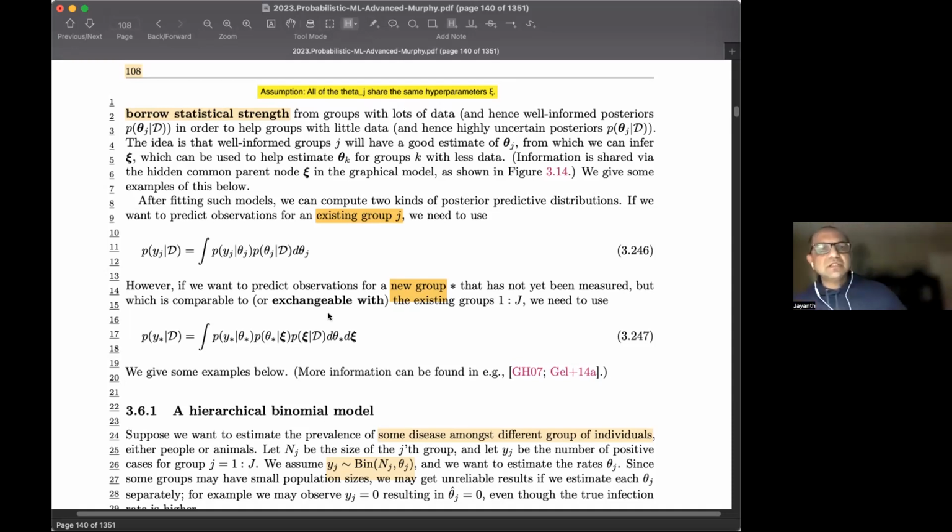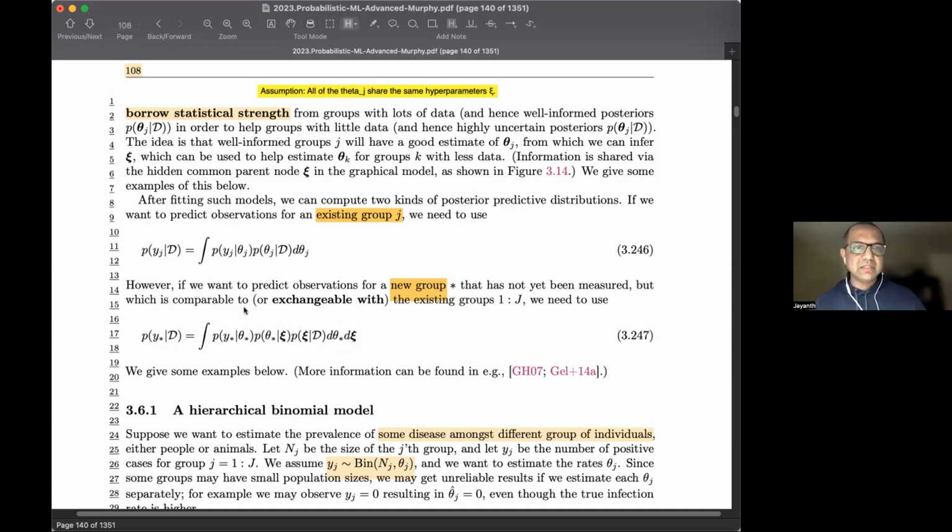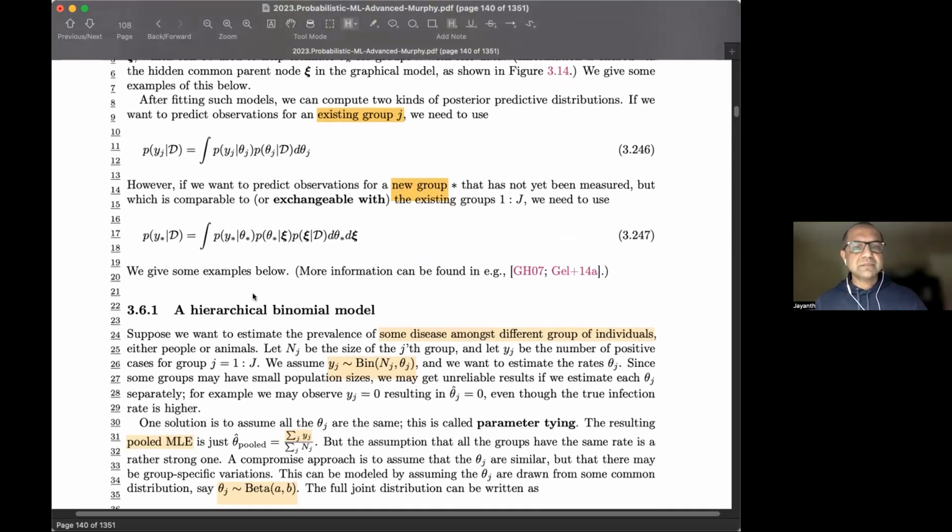There are some equations here where he says, okay, if it is an existing group, you can compute the output yj using this formula. You can see that there is no psi here. But if there's a new group, we can draw the theta stars from psi, and then you can compute the output for this new group from this. I don't see this application here. I don't know if anybody else did, but that's what he states.